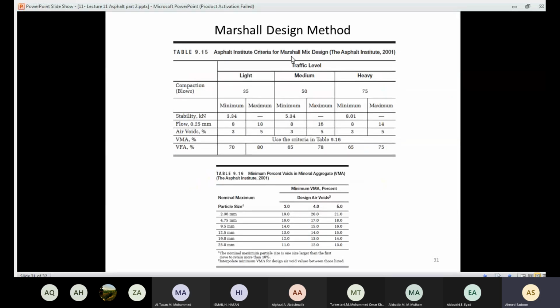You have the traffic level, whether it's light, medium, or heavy. It depends on the compaction, the blows that are going to be applied to your specimen. Then you are going to compare with the stability. You have maximum and minimum for the stability and for the flow. If your numbers meet the criteria, then your mix is okay. Otherwise, you need to come up with changes so that the numbers meet the criteria.